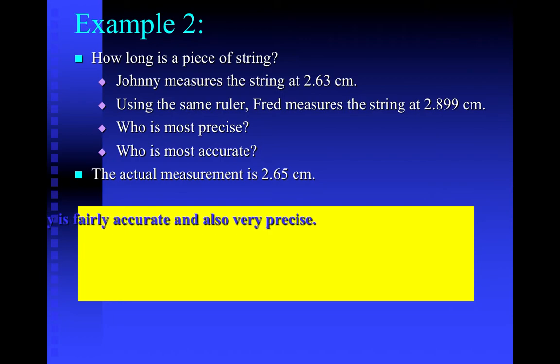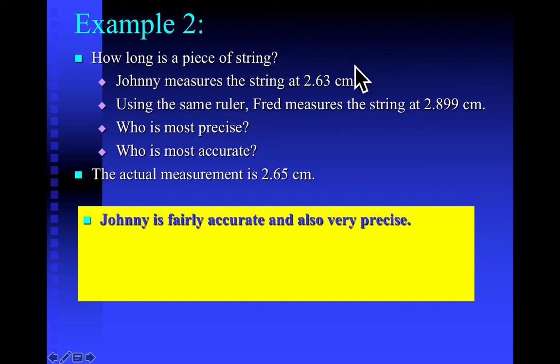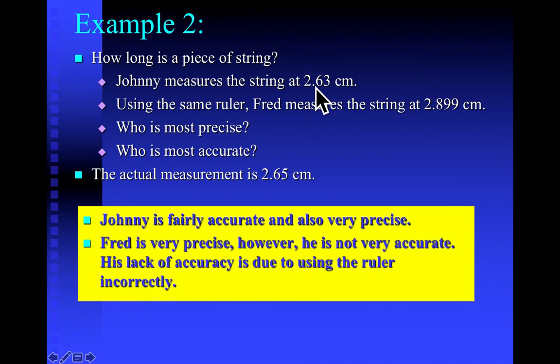So based on that, we can say that Johnny is accurate. His value is very close to the actual measurement. And he's also precise because he gives us 3 digits. Fred is very precise, perhaps too precise, because he gives us more indication in his reading of how sure he is of this number than he can. But he gives us a precise number. However, it's not accurate because it's not very close to the actual value.